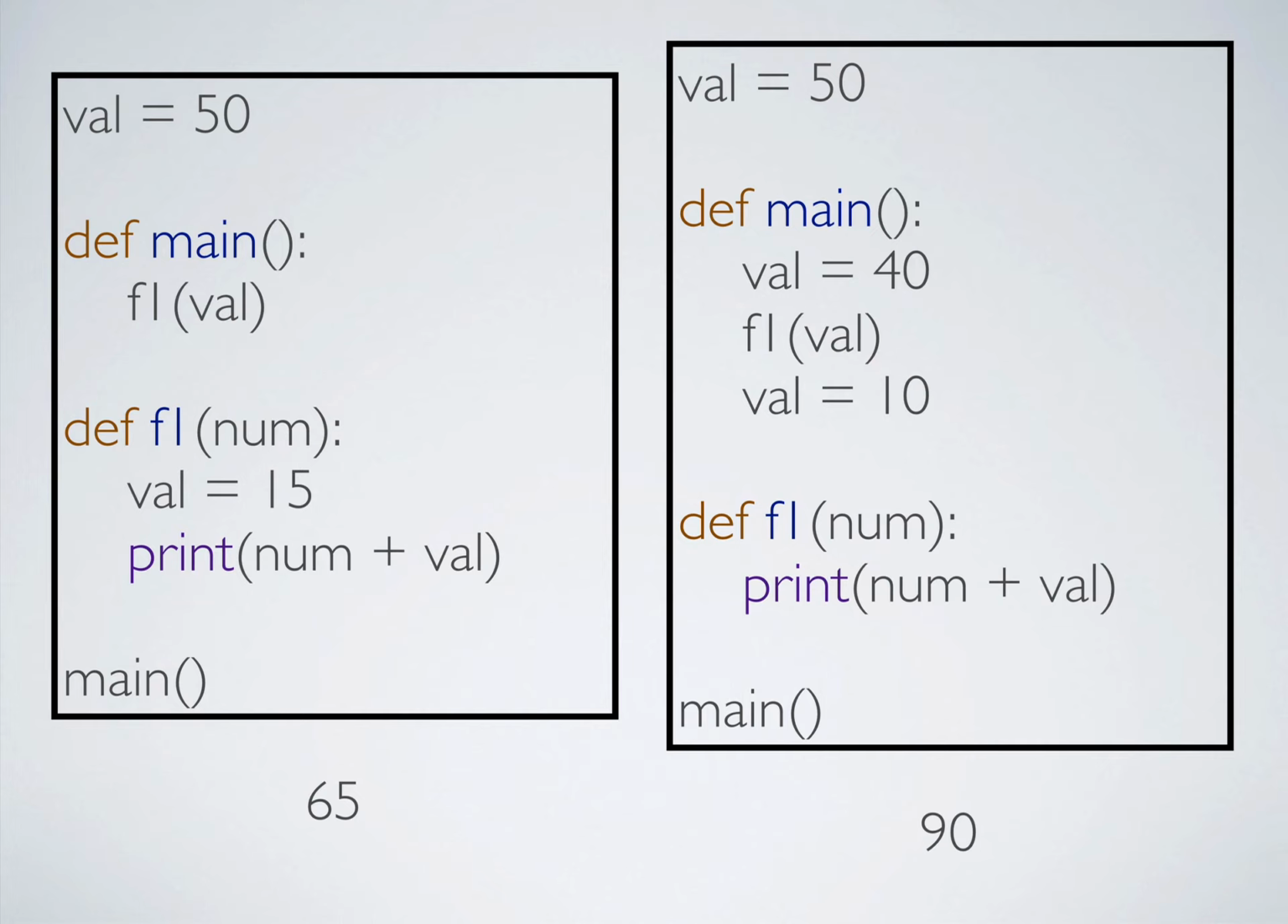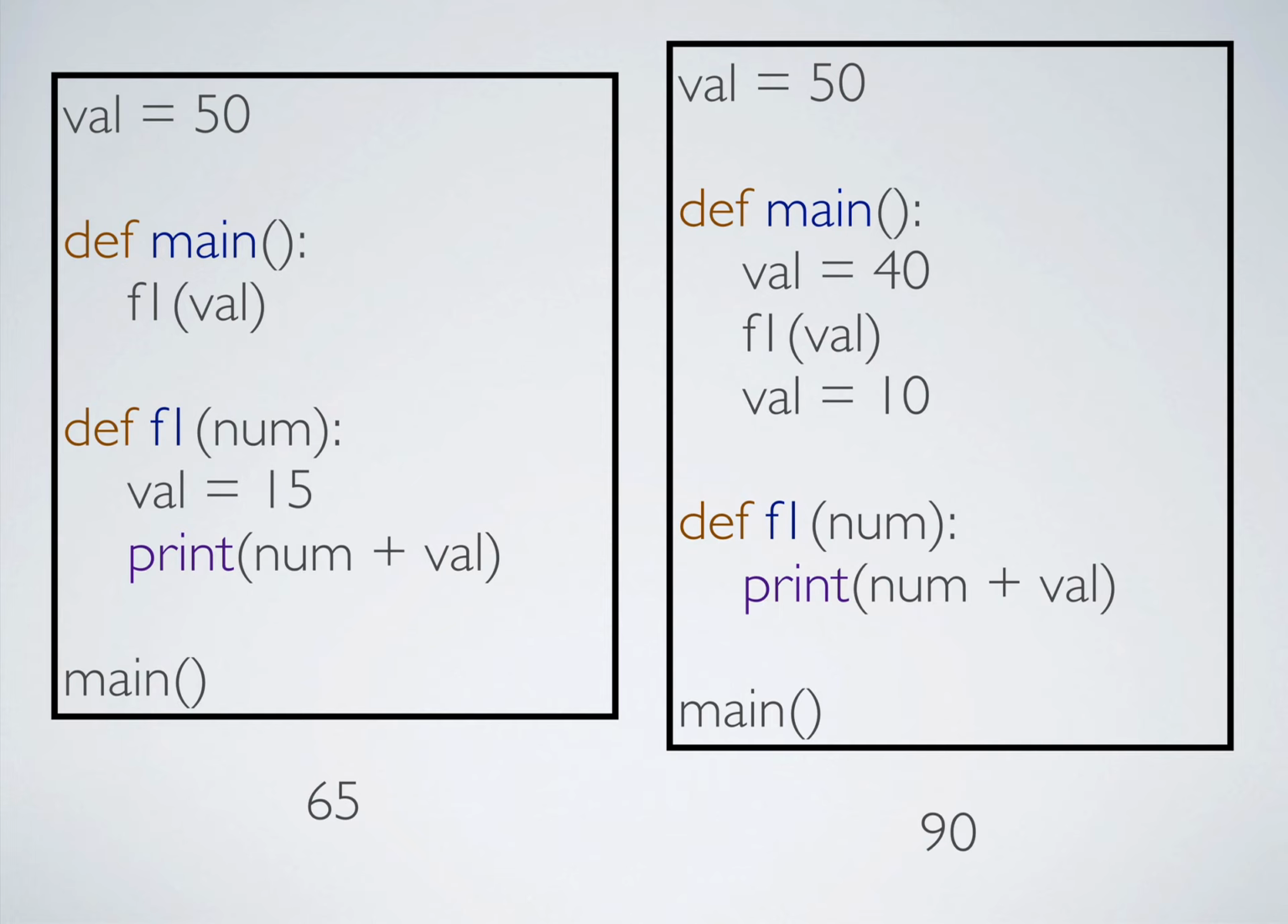So now we call f1 with the argument 40. That means num, which is the parameter variable, gets that value 40. So num is 40. Inside f1, we do print num plus val. Num is 40. Val, first we check locally. Is there val locally? No, there is no variable named val inside of f1. So then we check globally. Is there a variable named val globally? Yes. That value is 50. So it's 40 plus 50. So that prints 90. We go back to main.